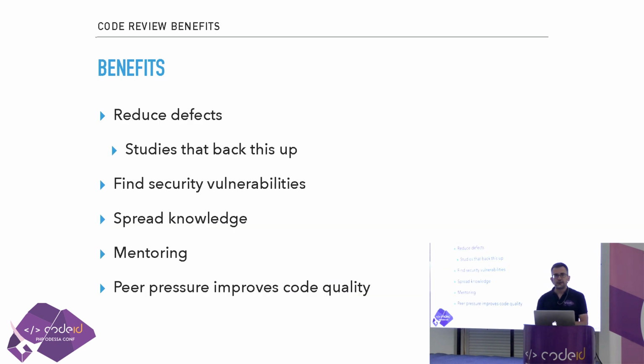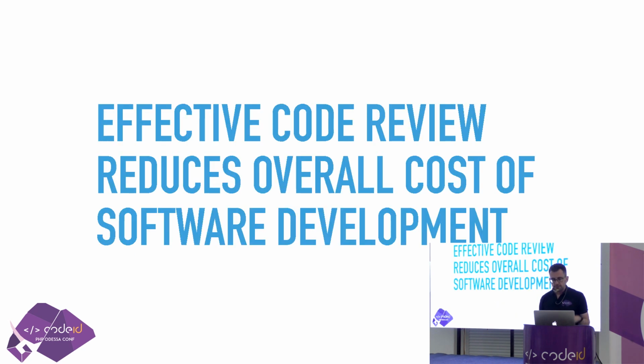So here are our big 5 benefits. We do reduce defects, although predominantly we're going to be reducing the evolvability defects. We could find things like security vulnerabilities. We're spreading the knowledge around the whole team. And again, mentoring, I suppose, kind of comes under that. And it's just peer pressure improves code quality. So this is why we're here. Effective code review reduces the overall cost of software development. And hopefully, I've shown you in the benefits, you can see how doing it well will reduce costs.